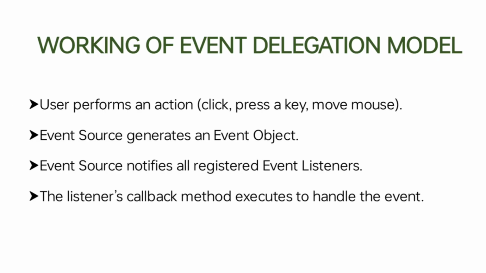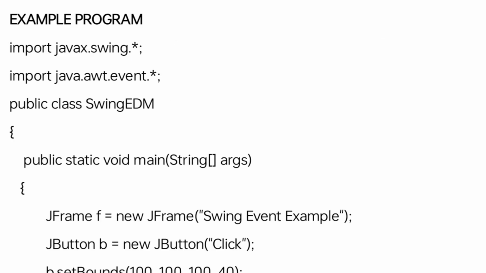So working of event delegation model. User performs an action. Event source generates an event object. Event source notifies all registered event listeners. The listener's callback method executes to handle the event.